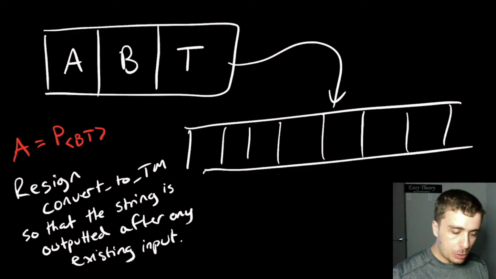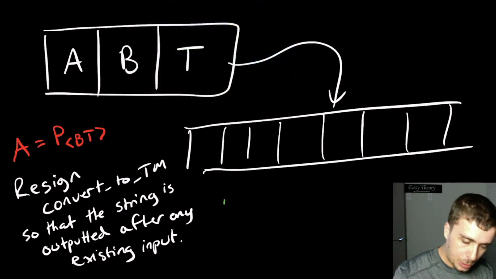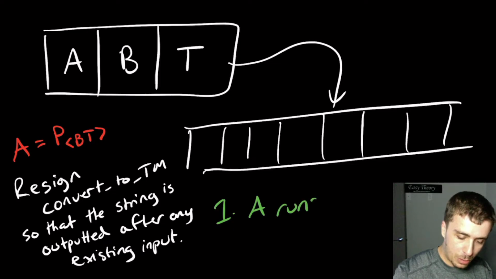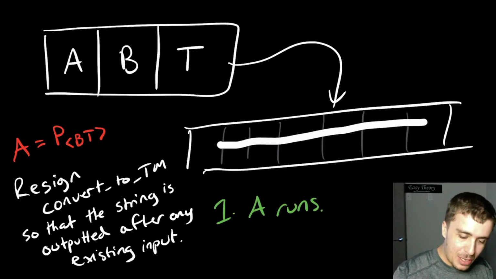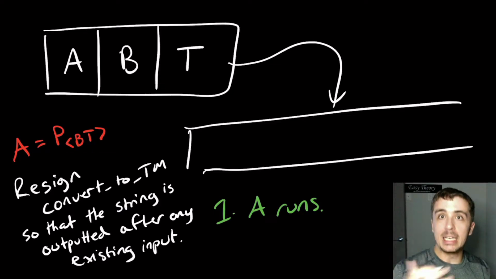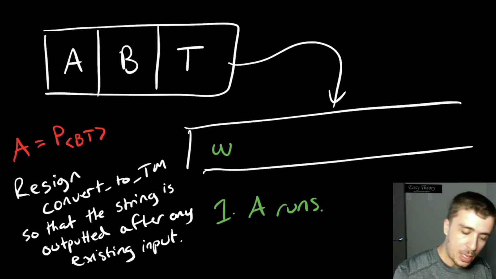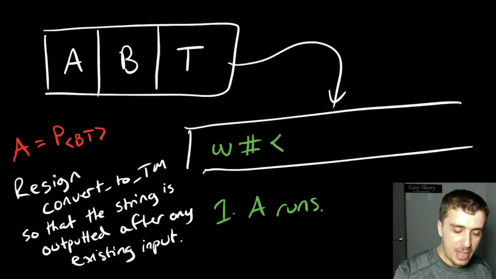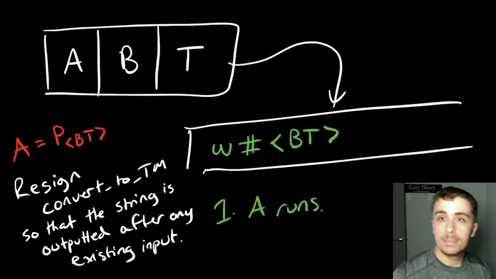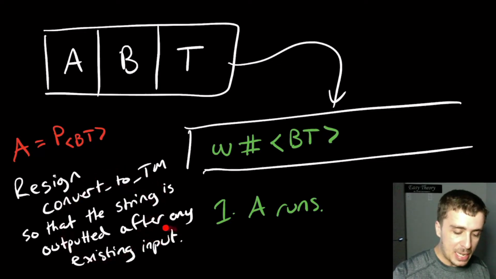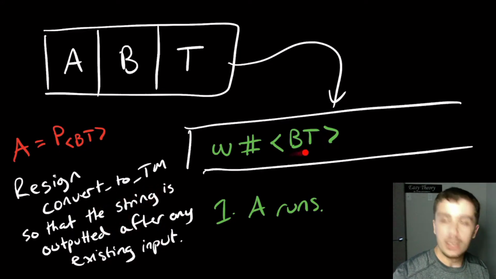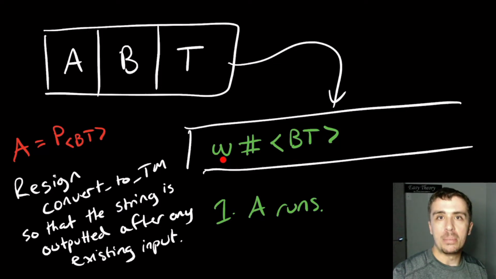So what we're going to do is note that A is equal to BT. So let's think about what happens. So A is going to run. Note that there's some input on the tape because we're handling the arbitrary input right now. So there's an input W, and then maybe let's say a delimiter, and then BT right there. Because we've redesigned the convert to Turing machine function so that whatever is written, which is this, is written after the original input right here.